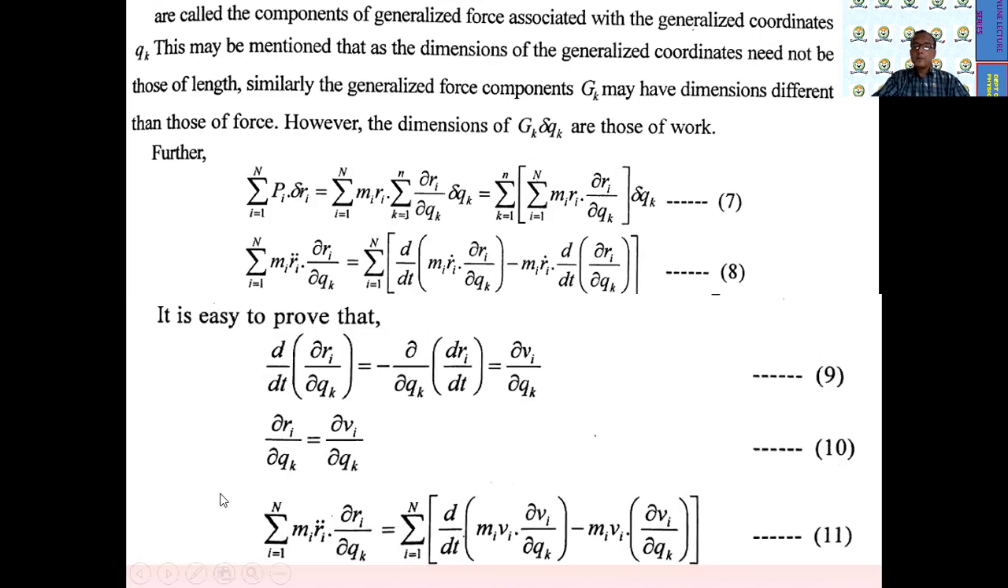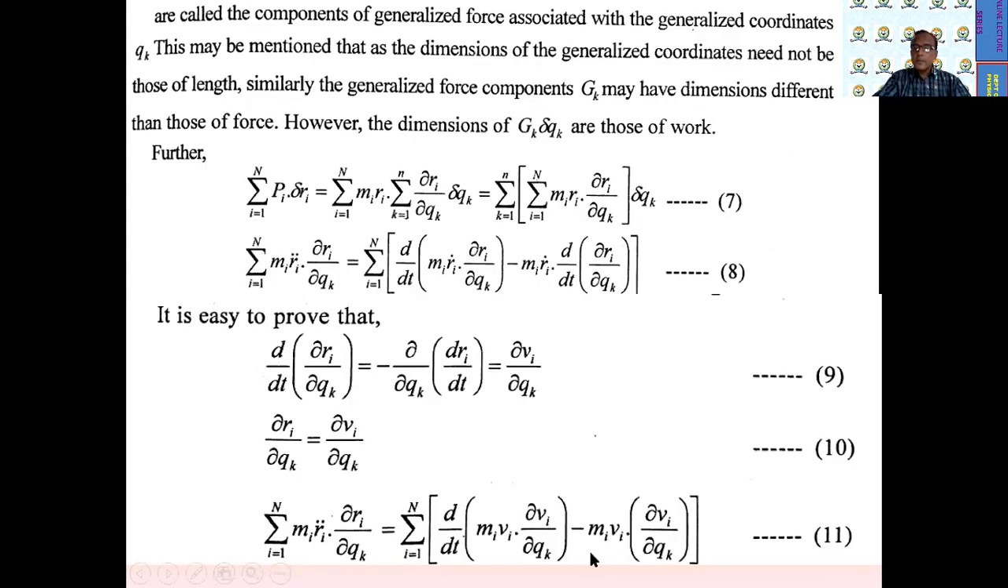But we know summation i goes from 1 to n, mi ri double dot, this equation ∂ri/∂qk is equal to summation i goes from 1 to n d/dt of this one, that is mi vi ∂vi/∂qk minus mi vi ∂vi/∂qk. This is equation number 11, and you found that the bracketed quantity in this equation number 11 is nothing but the kinetic energy.